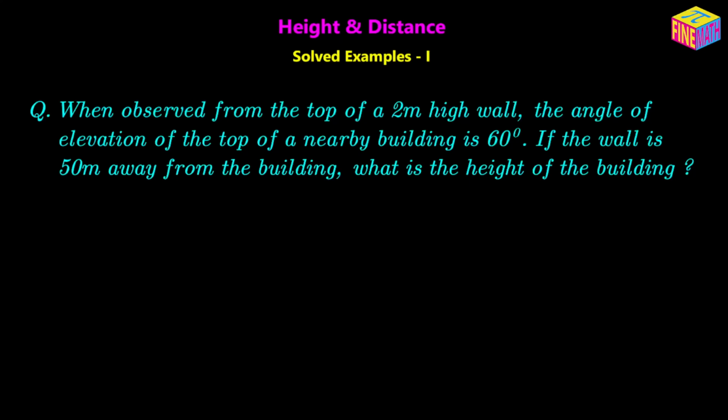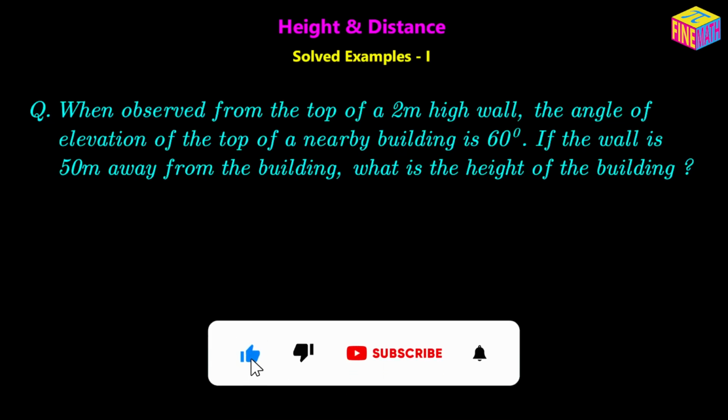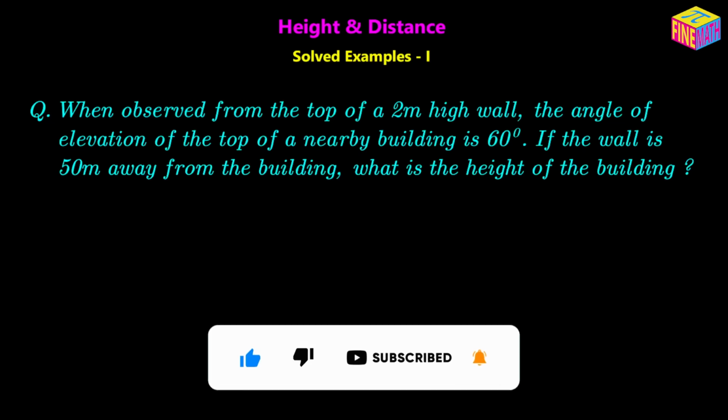Here the question says, when observed from the top of a 2 meter high wall, the angle of elevation of the top of a nearby building is 60 degrees. If the wall is 50 meters away from the building, what is the height of the building? So essentially we have to calculate the height of the building. So let's try to draw a diagram and let's see how that looks like.